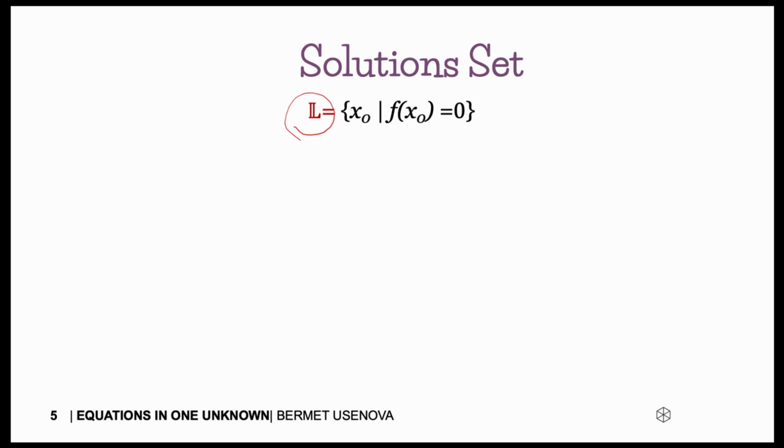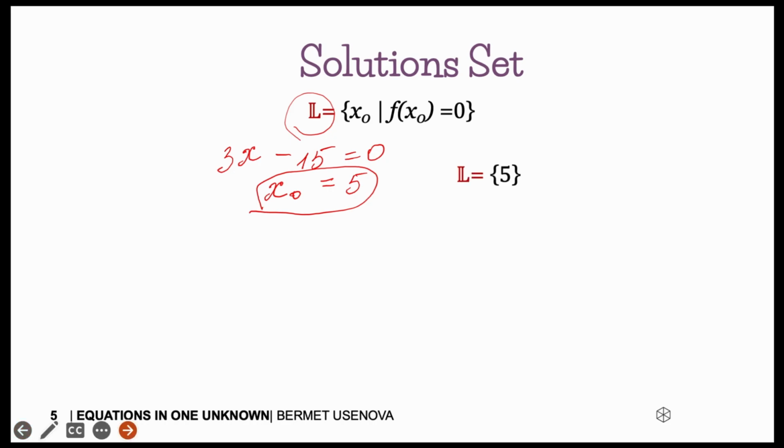So for example, for the equation 3x minus 15 equals 0, x0 will be equal to 5, and it's the only solution. And this will be the solution, and there's only one solution. So the solution set will be L equals {5}. You remember we write sets in curly brackets. It's one way to write them, and we had it in the very first chapter.